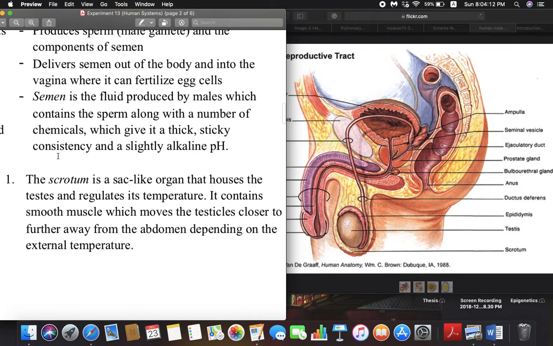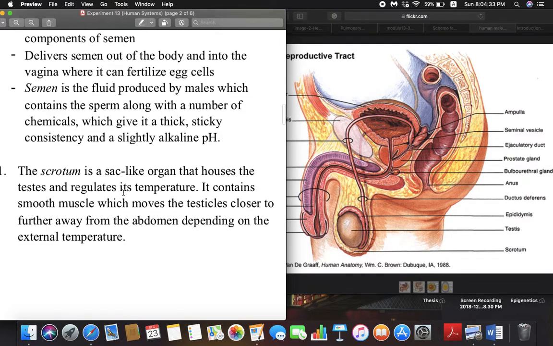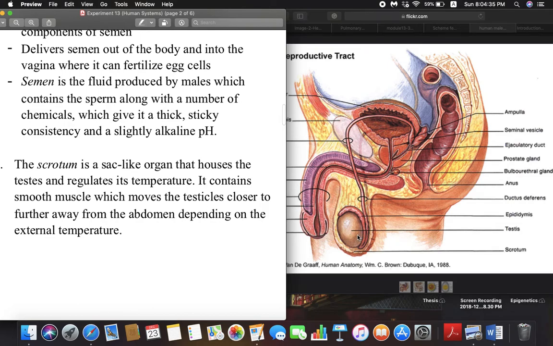First of all, in the male reproductive system, we have the scrotum, which is this part. It is a sac-like organ that houses the testes and regulates their temperature. It contains smooth muscle which moves the testicles either closer to the body or further away from the abdomen depending on the external temperature. The scrotum houses two things, the testes and the epididymis, which wraps around the testes.